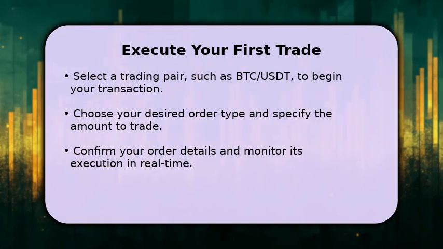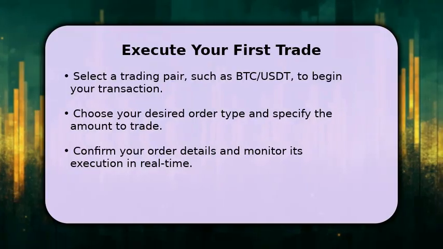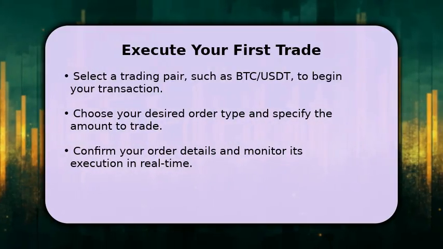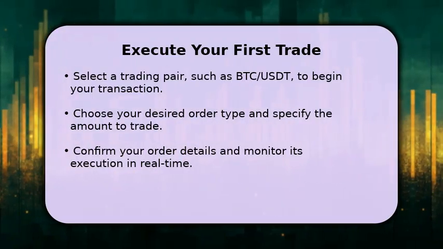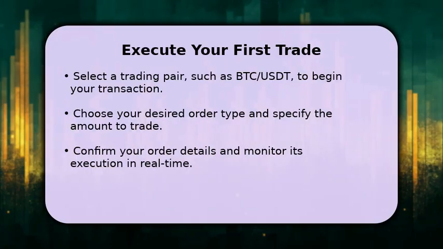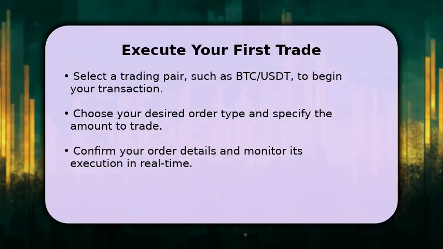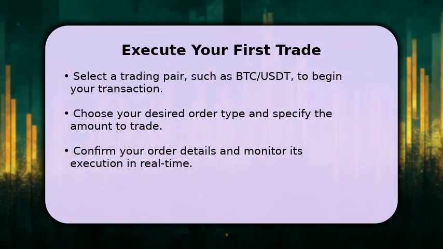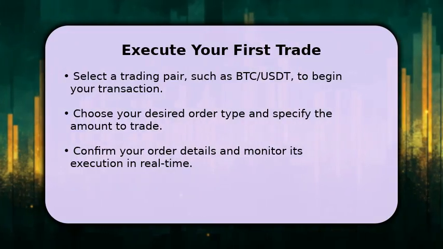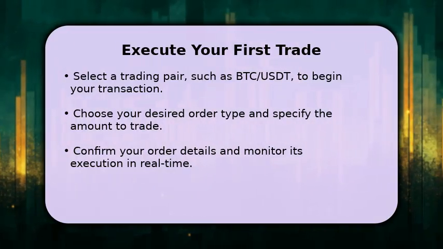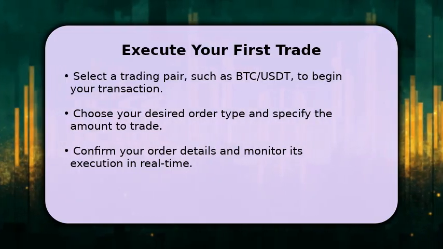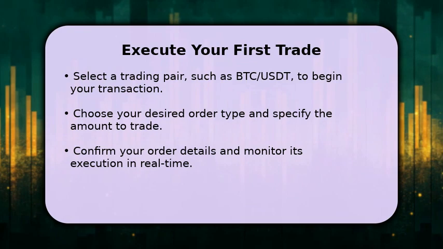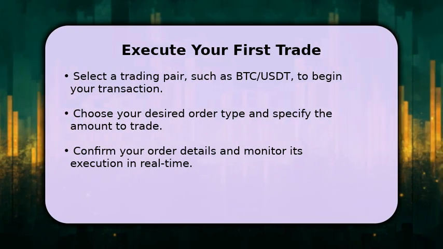You are now ready to place your very first trade. Begin by selecting a trading pair, for example, Bitcoin versus Tether or BTC/USD. Next, choose your preferred order type, whether it's a limit order for a specific price or a market order for immediate execution, and then specify the amount of cryptocurrency you wish to trade. Carefully confirm all your order details before submitting, and then monitor its execution in real time.